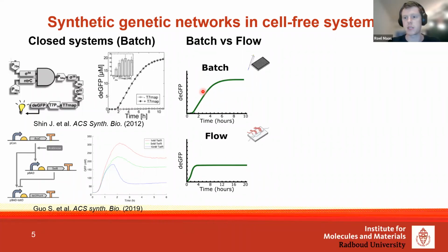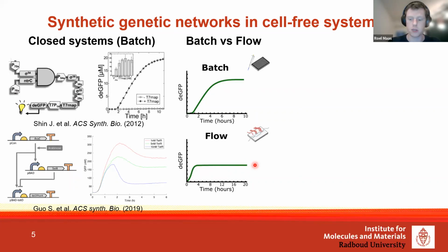Like I said, a lot of work has been done on batch systems, but it's kind of limited because after about 4 to 6 hours, you run out of the available nutrients in the system, or you run out of active ribosomes or RNA polymerases. So the interesting part only consists of 4 to 6 hours where you can really get good kinetic data out. However, when you switch to a flow system, you would have continuous expression for over 20 or 30 hours, and then the whole experiment can be used to extract proper kinetic data.